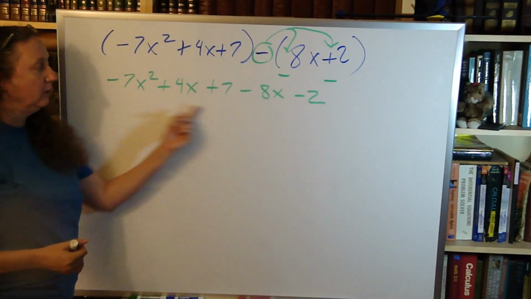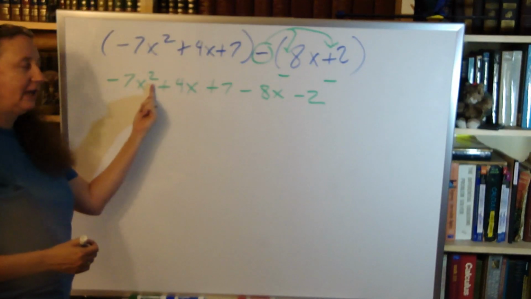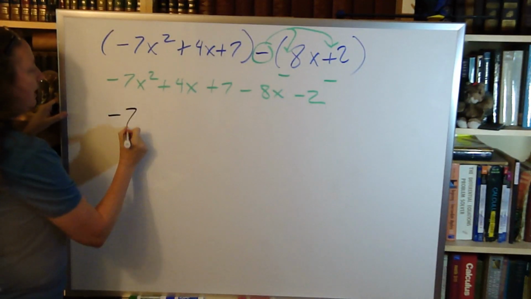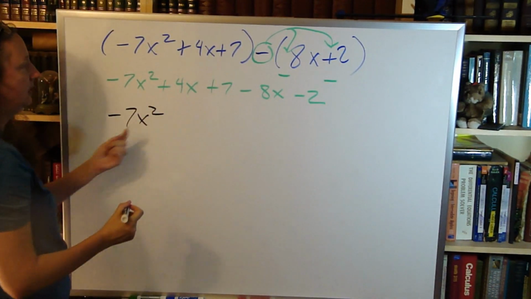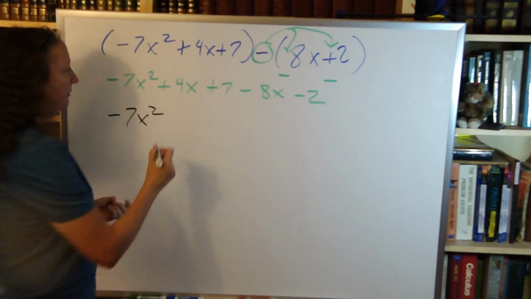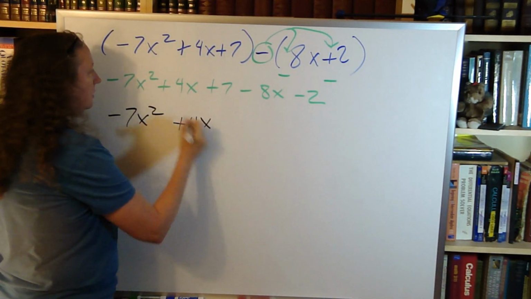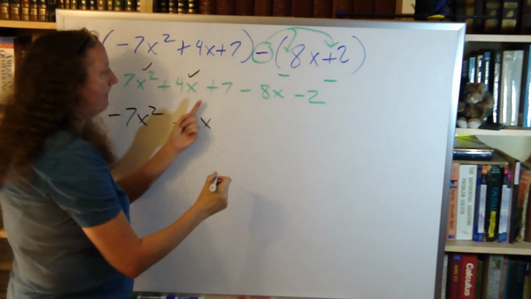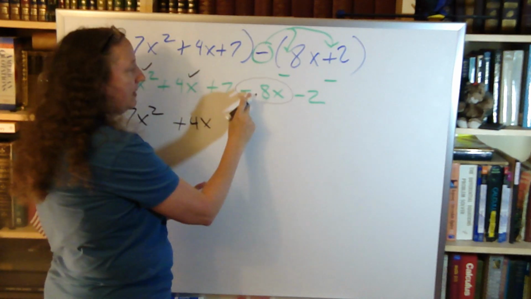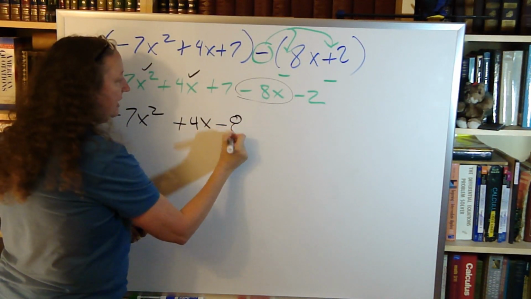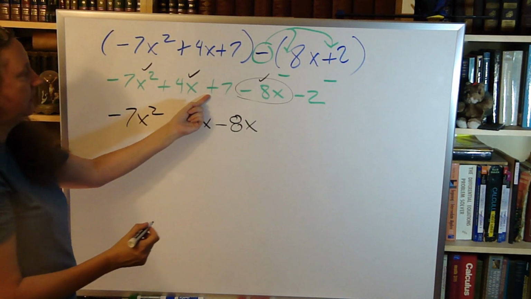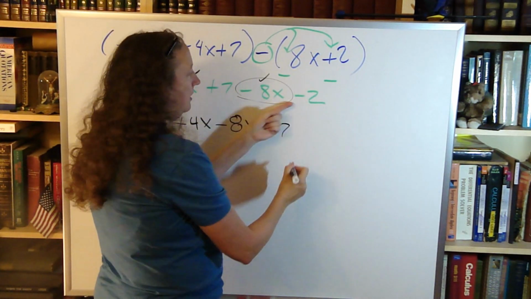First letter of the alphabet, the only letter there, x. Highest exponent on that, x squared. So I have negative 7x squared. No exponent written, assumed to be 1, so I have plus 4x. So that one's done, that one's done. Find anything else with an x on it. That's that one. Take the minus sign with it. So minus 8x. That one's done. What's left? Plus 7, minus 2.